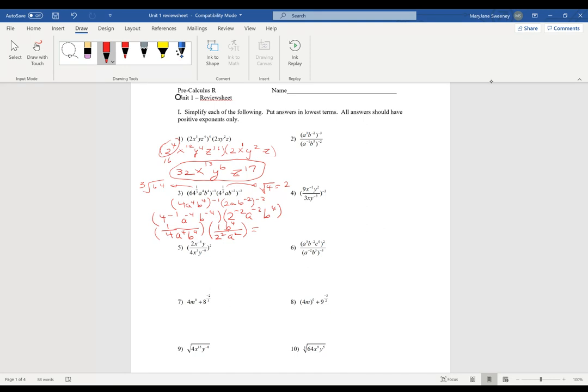So when I multiply straight across, b to the 4th over b to the 4th cancels. I have a 1 on the top, 16 on the bottom, because I have 4 times 4. And 2 squared is 4, and then an a to the 6th.